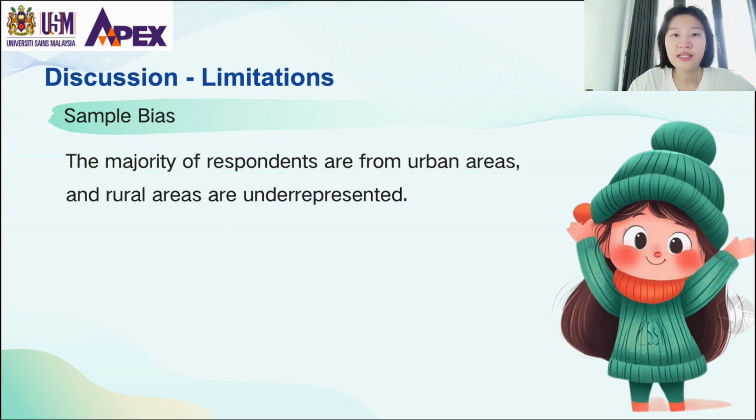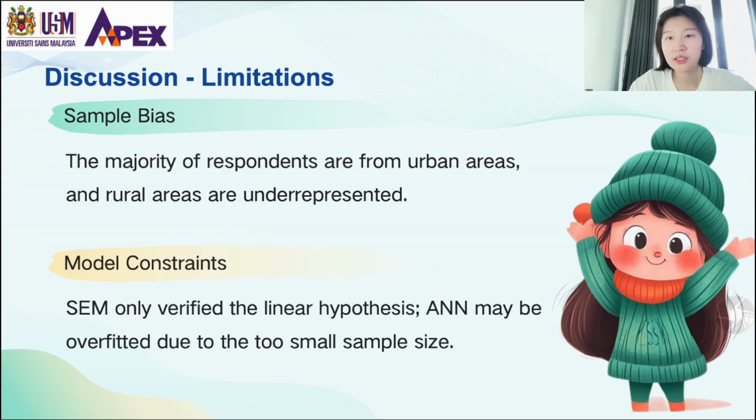Limitations include sample bias and model constraints. SEM assumed linearity, while ANN's black box nature may over-reference collinear variables. Small sample size relative to ANN parameters could affect feature importance reliability, calling for larger datasets in future research.